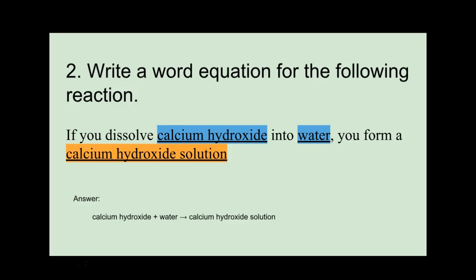So that is the correct answer. You could have written water plus calcium hydroxide. It doesn't matter which comes first and which comes second. What matters is that they're both on the left side, or the reactant side. Only one thing on the right-hand side this time. Sometimes you will have chemical equations that only have one thing on the beginning side, or the reactant side. It just depends on what's going on.